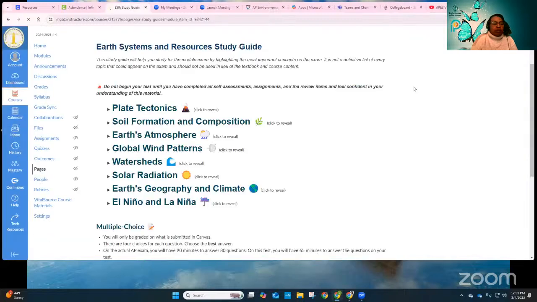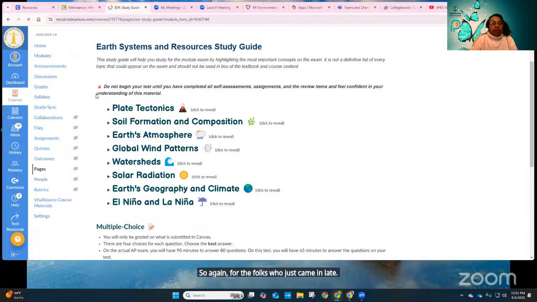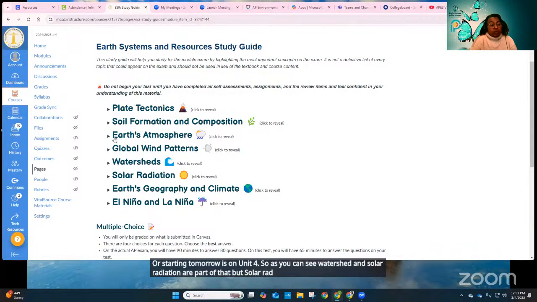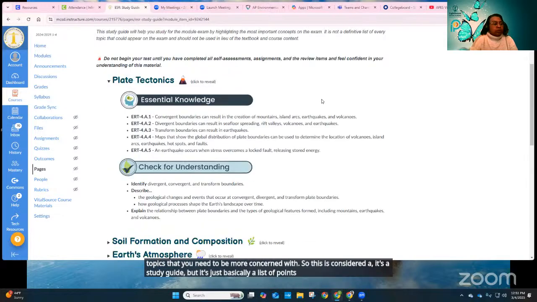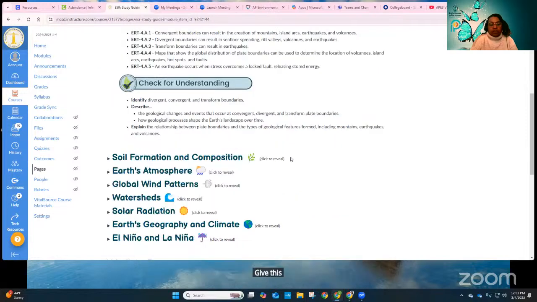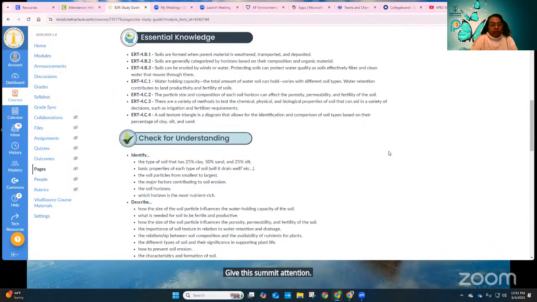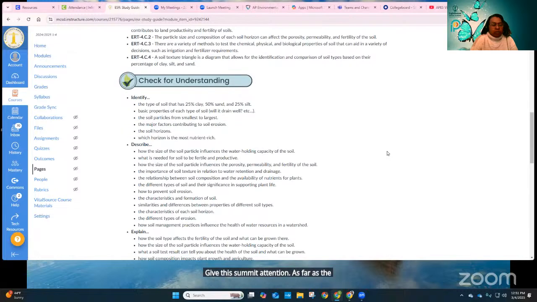So again, for the folks who just came in late, the test starting tomorrow and on Friday is on Unit 4. As you can see, watershed and solar radiation are part of that, but solar radiation, not so much. It's the other topics that you need to be more concerned with. This is considered a study guide, but it's basically a list of points that you need to remember.